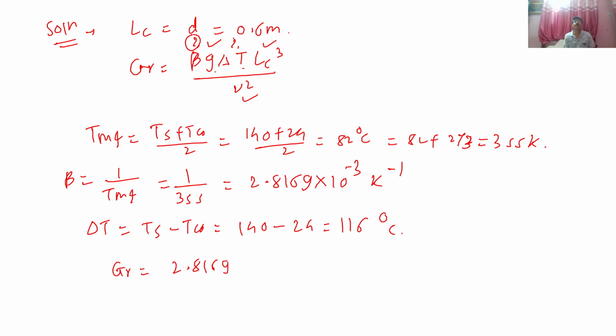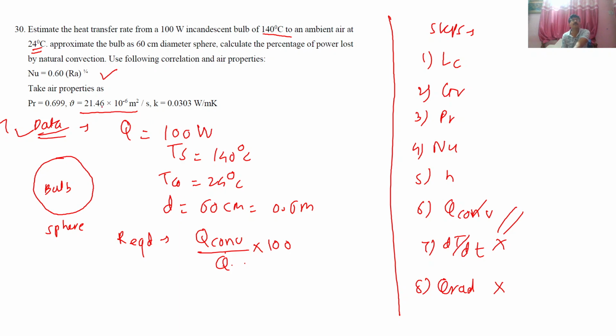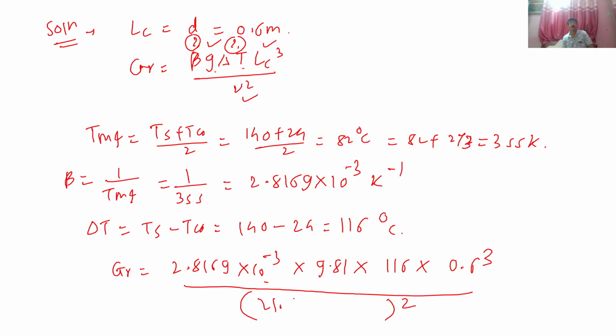So beta is 2.8169, ये क्वेश्चन मार्क गिर गया, into 10 raised to minus 3. g is 9.81. Delta T is 116. LC cube. LC is how much? 0.6 cube and divided by nu square. Bracket raised to square. What is bracket? Nu means 21.46 into 10 raised to minus 6 whole square. So if I calculate this value, Grashof number turns out to be 1.5034 into 10 raised to 9.